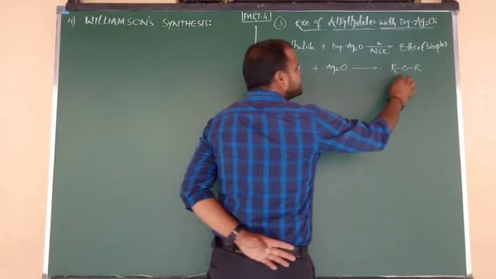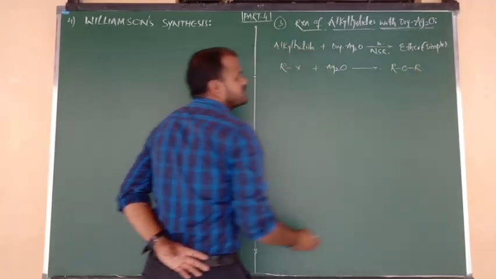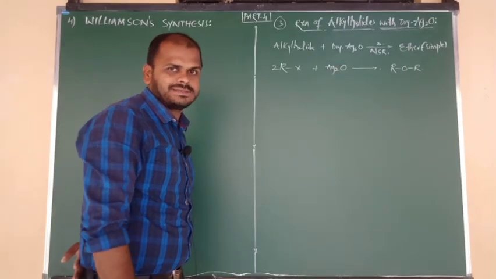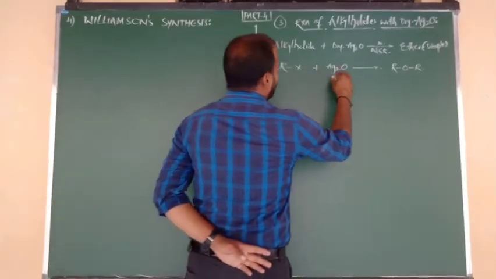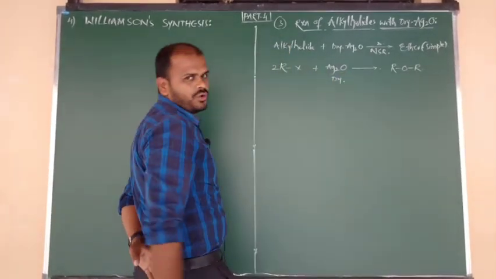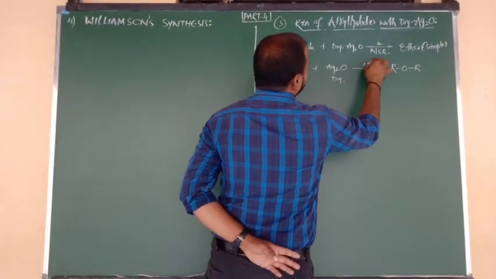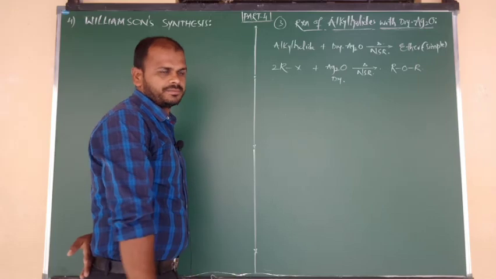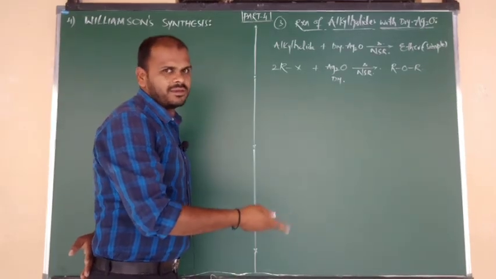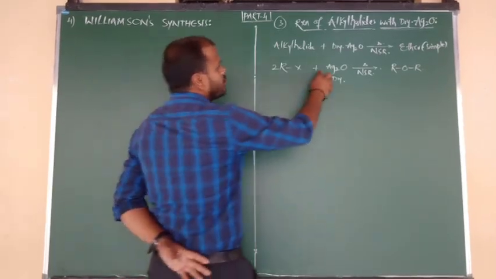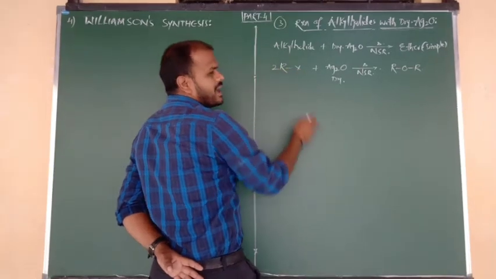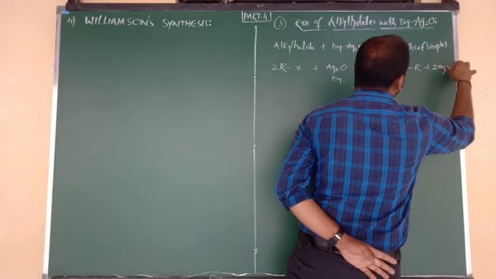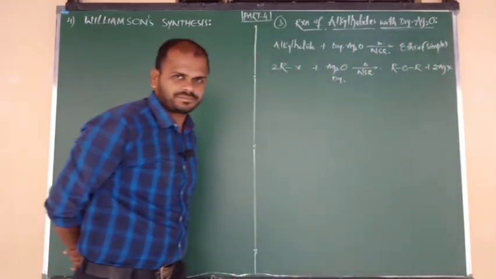So as per balancing, 2 moles of alkyl groups are there. So here we have to consider 2 moles of alkyl halides, upon reaction with dry Ag2O, silver oxide. And it is nothing but one type of nucleophilic substitution reaction. And for the balancing, what will be the byproduct here? 2 moles of silver combine with 2 moles of halogen, and the byproduct is nothing but 2 moles of HX.